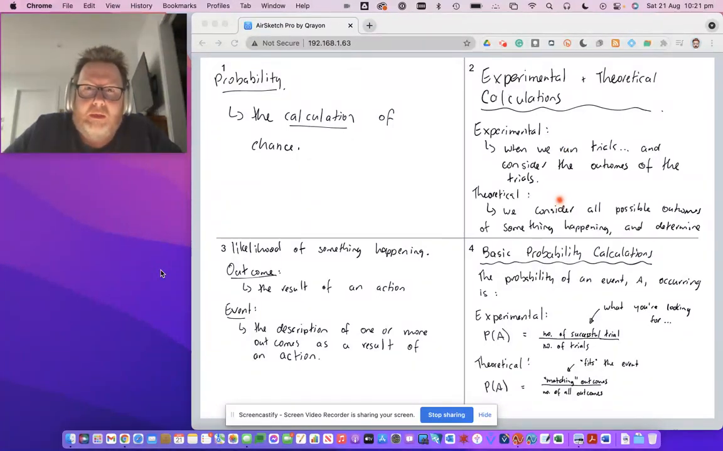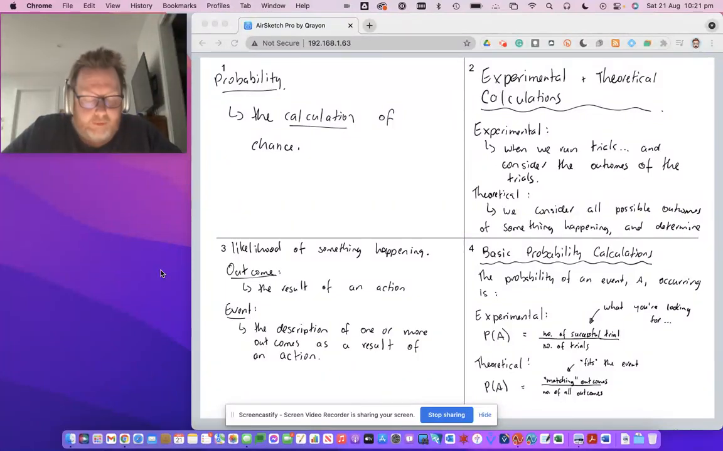Whereas in theoretical probability, what you need to get right is the assumptions, I suppose, into what you're doing, and additionally to that, you need to make sure that you are able to come up with the right numbers for the theoretical calculations to work.